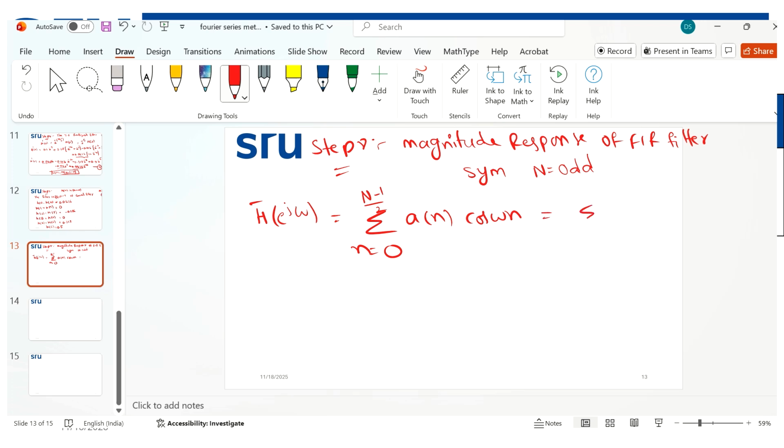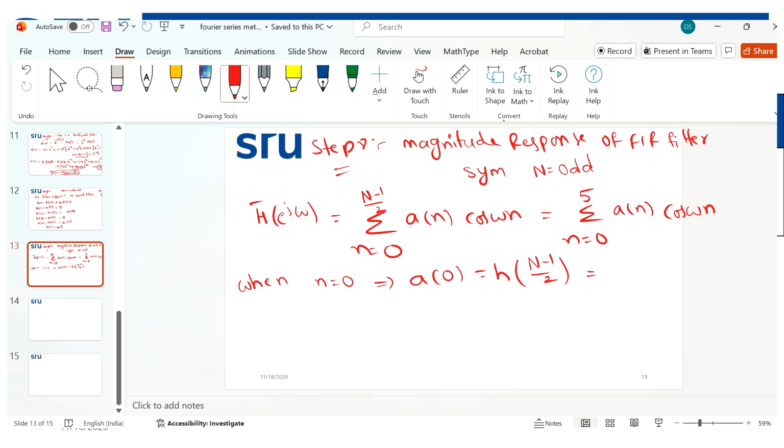Now substitute the order of the filter, that is 11. So if you substitute n value between 0 to 5, a of n into cos of omega n. Now when n is equal to 0, we have one more formula, a of 0, for finding the coefficient h of (N minus 1) by 2. If I substitute N value as 11, then a of 0 is equal to the coefficient of h of 5. From the above analysis, the h of 5 coefficient is equal to 0.5.